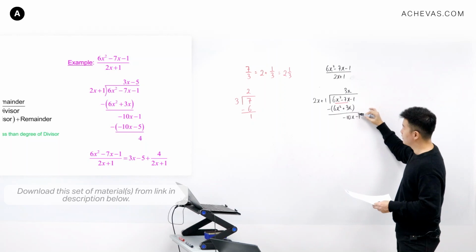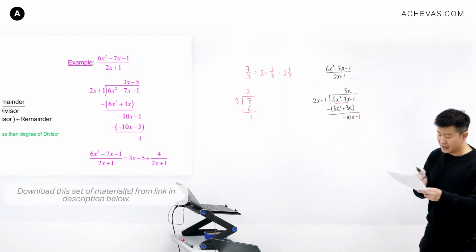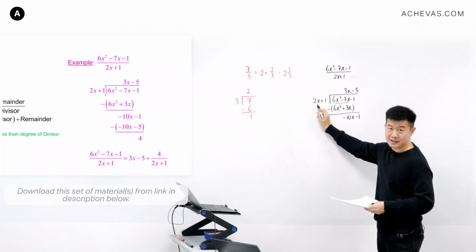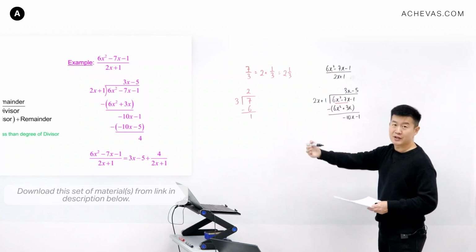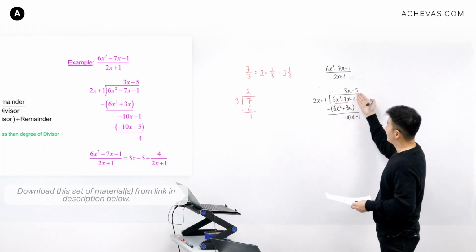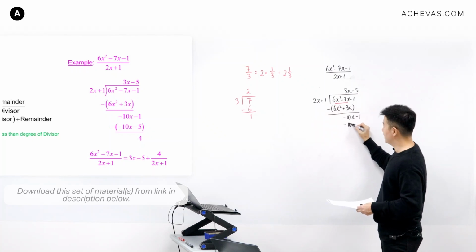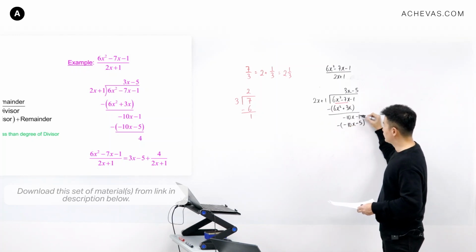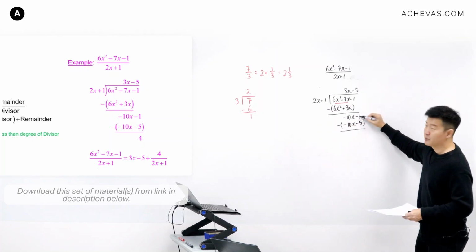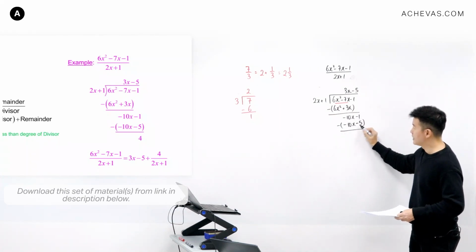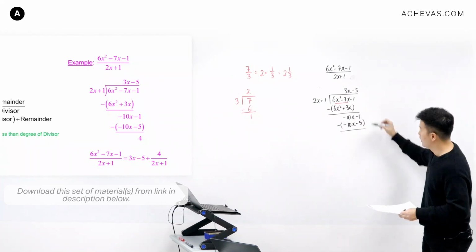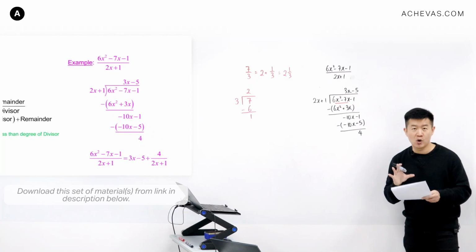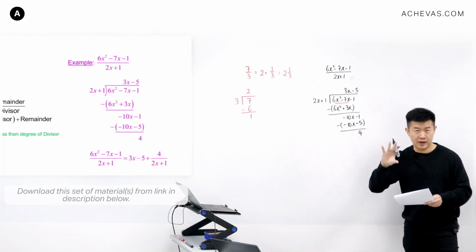The next term, I'm going to bring it down, and I'm going to try to remove this minus 10x. To remove this minus 10x, I'm going to write a minus 5 here, because minus 5 times this is going to give me a minus 10x with the highest power. So minus 5 times 2x gives me minus 10x. Minus 5 times positive 1 gives me minus 5. If I take this expression minus this expression, minus 10x minus minus 10x gives me a 0, and minus 1 minus minus 5 is minus 1 plus 5, which gives me a 4. This is how we do a long division for a polynomial over another polynomial.